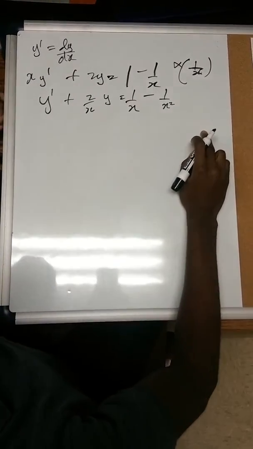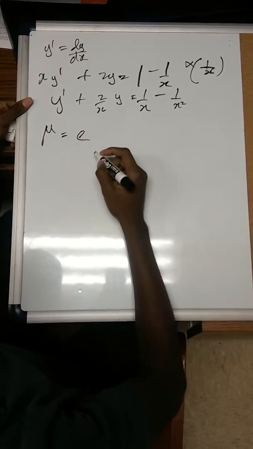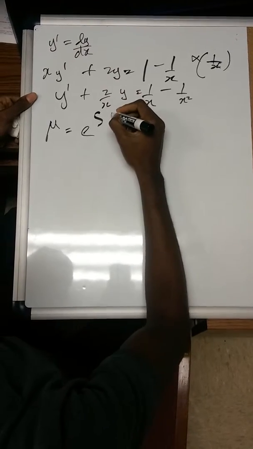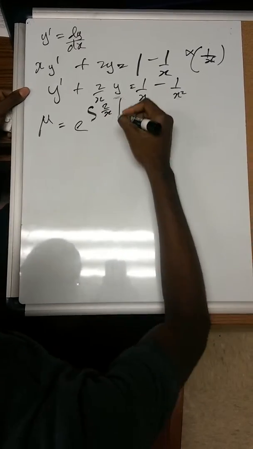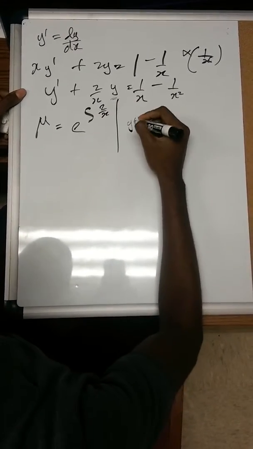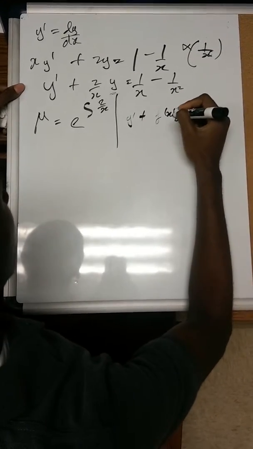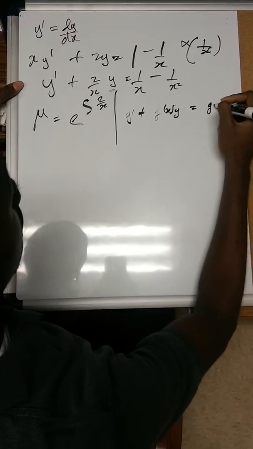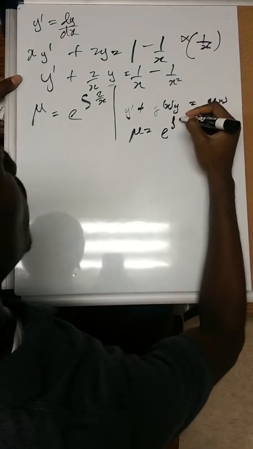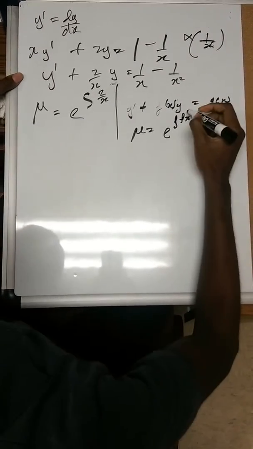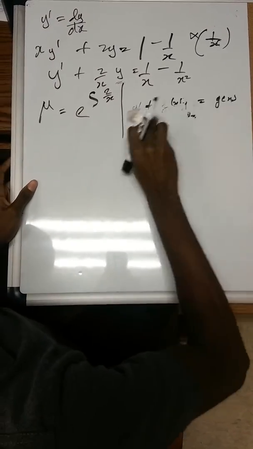Now, from this, we're going to calculate a value mu. Mu is equal to e to the integral of the coefficient of y, which is 2 over x. It comes from the formula for y prime plus f of x times y equals g of x. Mu is equal to e to the integral of f of x, which just happens to be 2 over x in this situation. Okay, so we got that. Wipe that off.